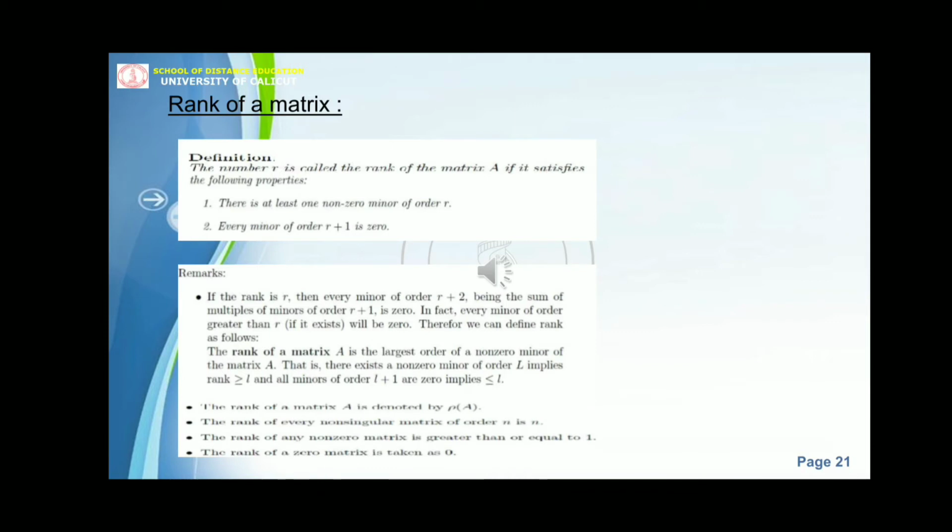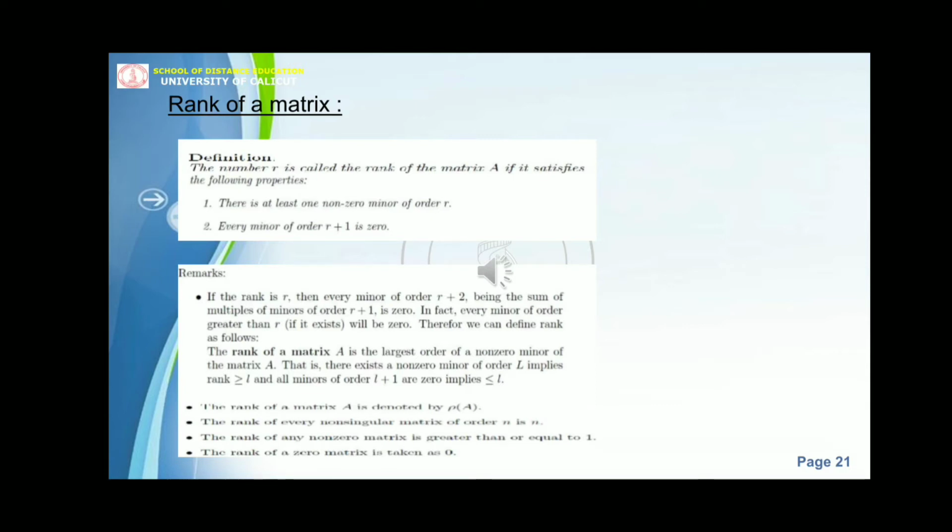Now we will define the rank of a matrix. The number r is called the rank of a matrix if it satisfies the following properties. First property, there is at least one non-zero minor of order r. Second property, every minor of order r+1 is 0. So if the number r satisfies both these properties, it is called the rank of matrix A.